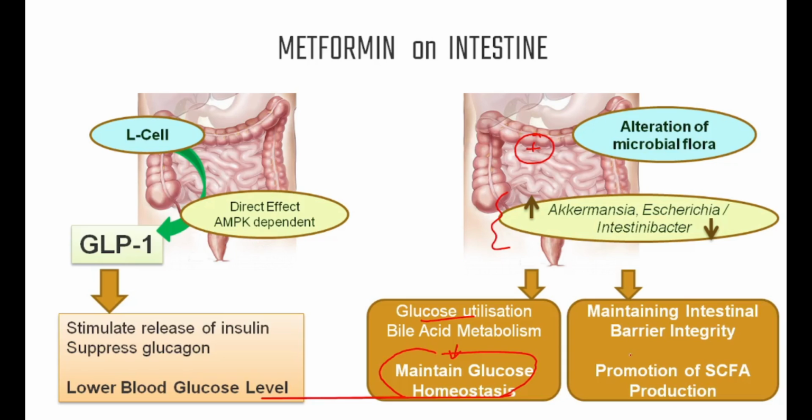Clear? Intestinal barrier integrity. Now it will cause the promotion of SCFA, that means short chain fatty acid production. Now these short chain fatty acids are fatty acids with fewer than 6 carbon atoms, and you can say that they are derived from the microbial fermentation of the food we are taking. It is one of the important sources of energy, and it is very important to maintain gastrointestinal health. So these are the effects of metformin on the intestine.